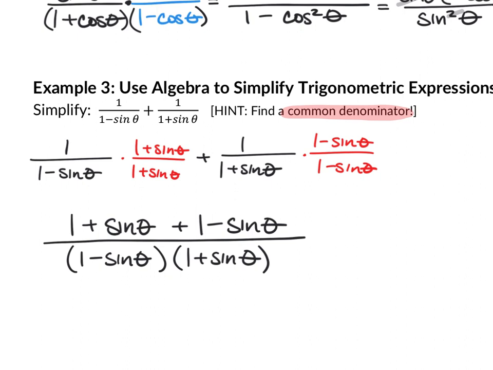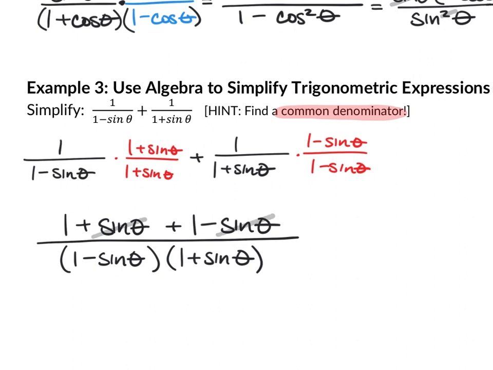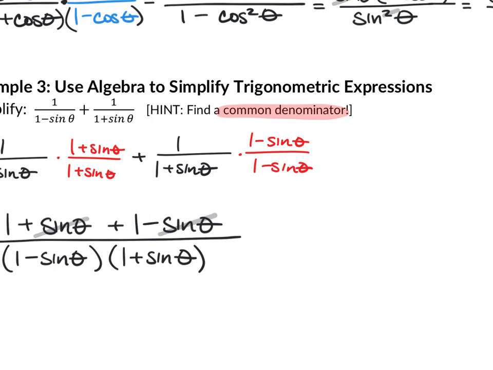Now what I notice right away is I have positive sine of theta and negative sine of theta on top. They're going to cancel. I also notice that that makes 1 plus 1, which very simply is 2. Now in that denominator, again, just like the problem ahead of this, is a difference of two squares multiplication. So the shortcut is first thing squared minus second thing squared. So this will end up being 1 minus sine squared of theta.